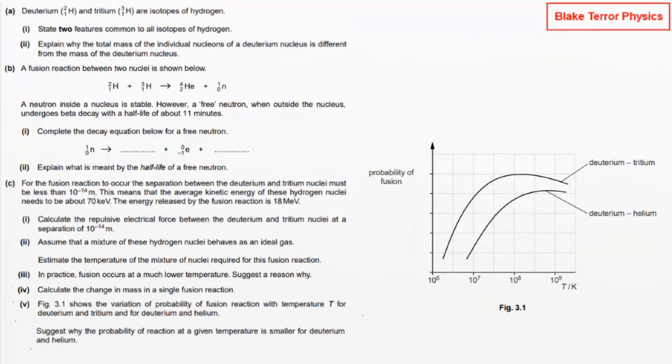Now we've got deuterium and tritium, which are isotopes of hydrogen, so we're just adding in 1 or 2 extra neutrons. State 2 features common to all isotopes of hydrogen. Well, they've all got 1 proton. We can say that for sure, otherwise they wouldn't be hydrogen at all. And we can say that they've got 1 electron in their neutral state. So let's go with that.